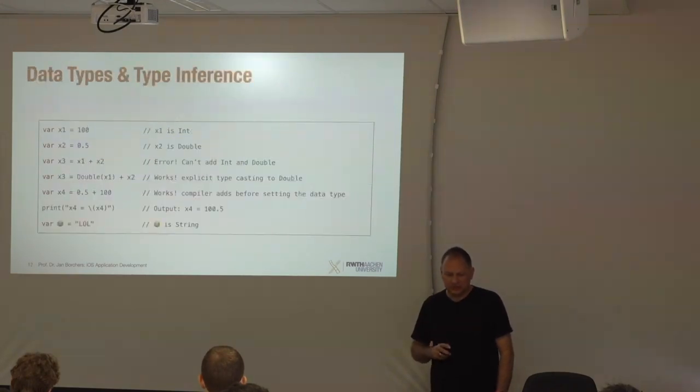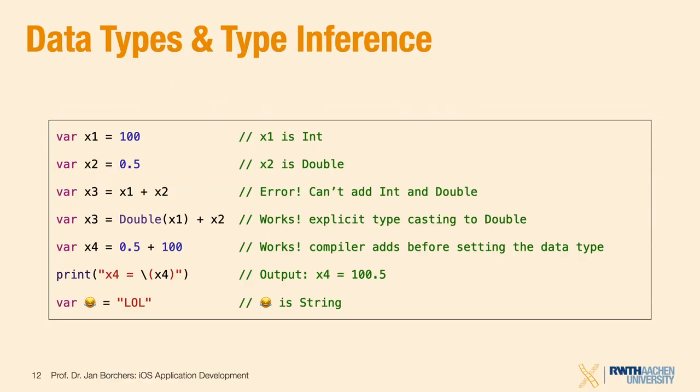Let's take a look at this with a couple of examples here. These are examples for inference, but also show how to insert expressions into print statements, and also show that you can use emojis as variable names if you want to. So here's x1 equals 100. That's an int. This one is a double.